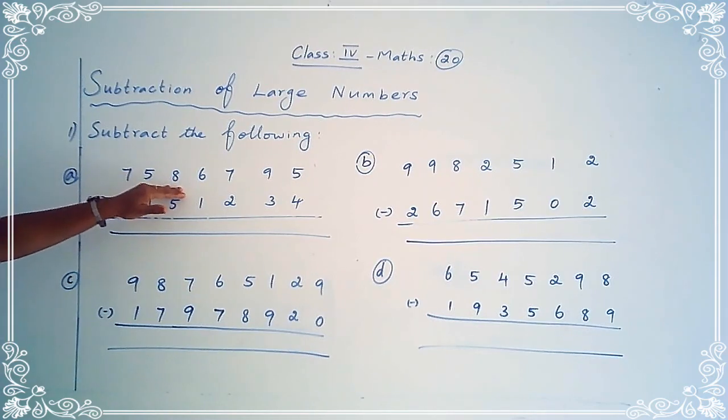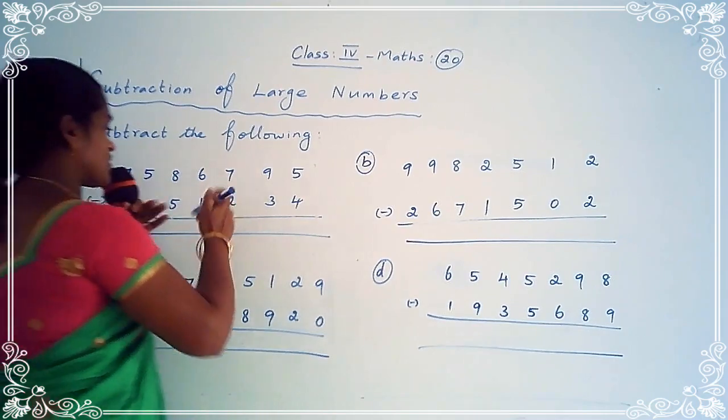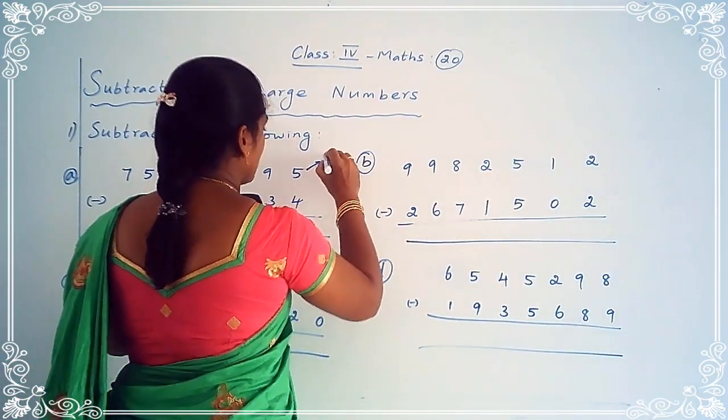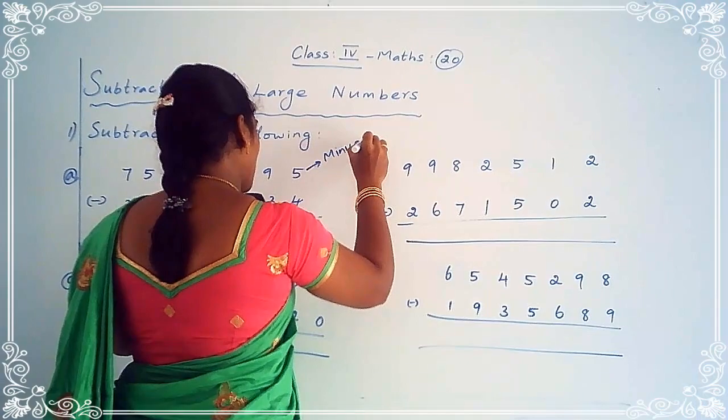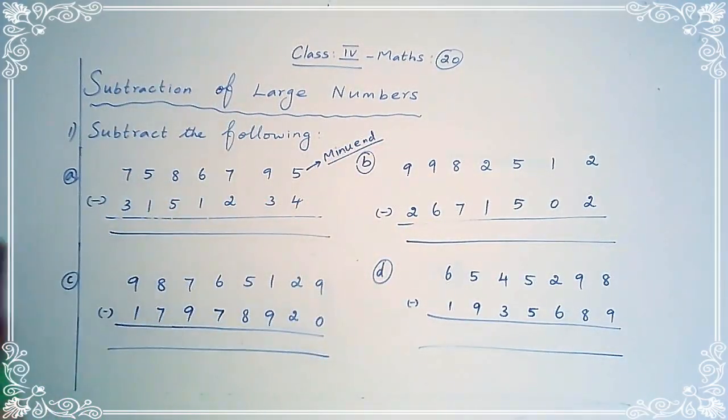What do you mean by minuend? The number from which the other number is to be subtracted is called minuend. So this first number is called minuend, M-I-N-U-E-N-D. Minuend means the number from which the other number is to be subtracted.